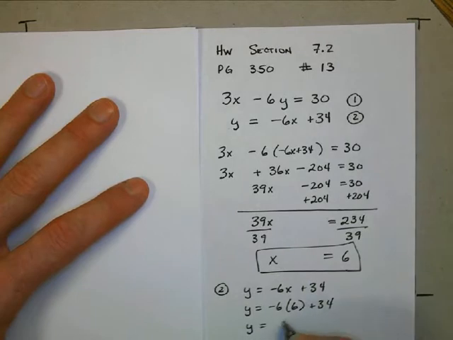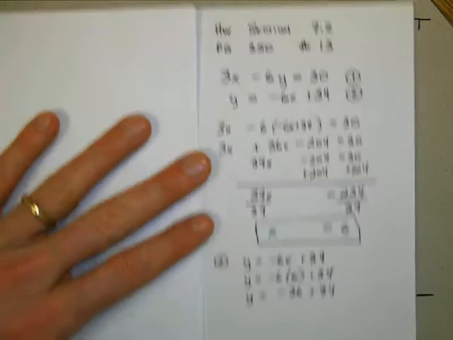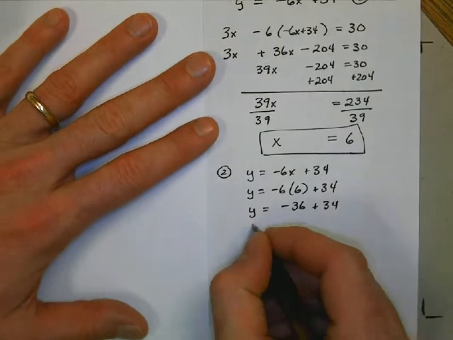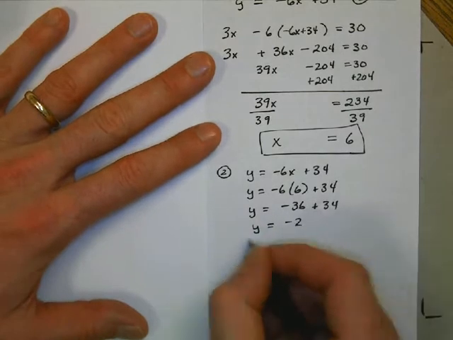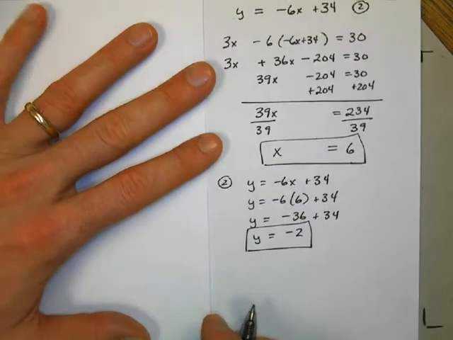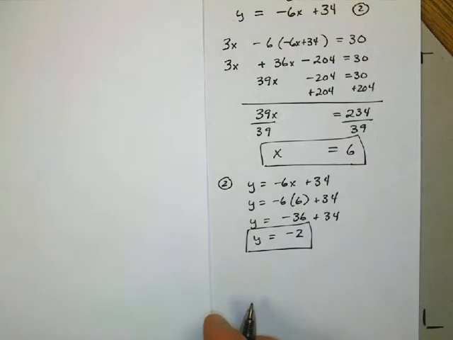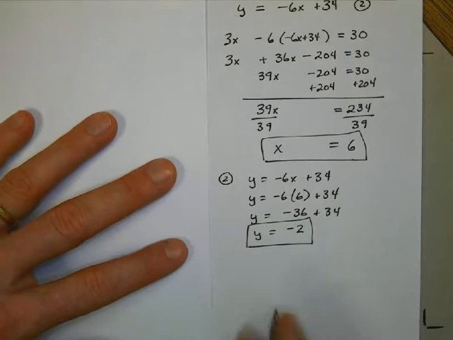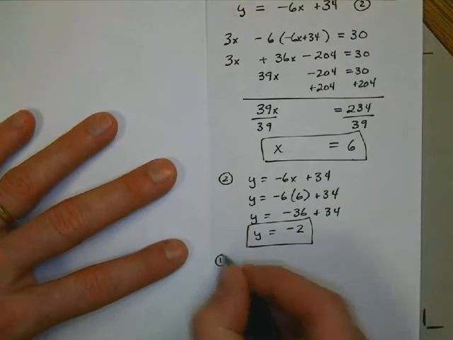The x is now replaced with a 6, and I add 34. Negative 6 times 6 is negative 36 plus 34. Let me slide that up for you. So negative 36 plus 34 is negative 2. This is the second variable as a solution to the problem.